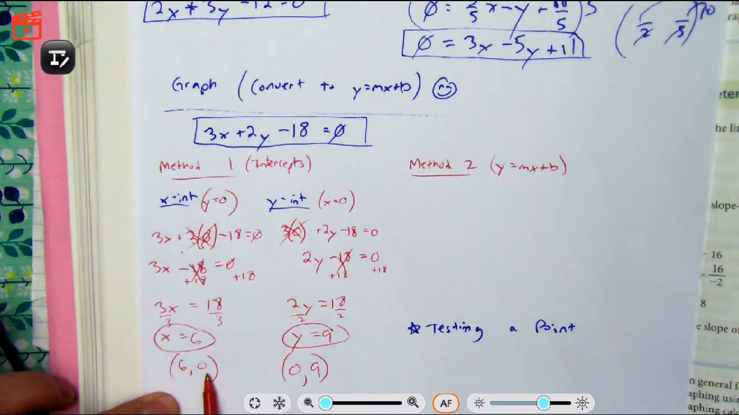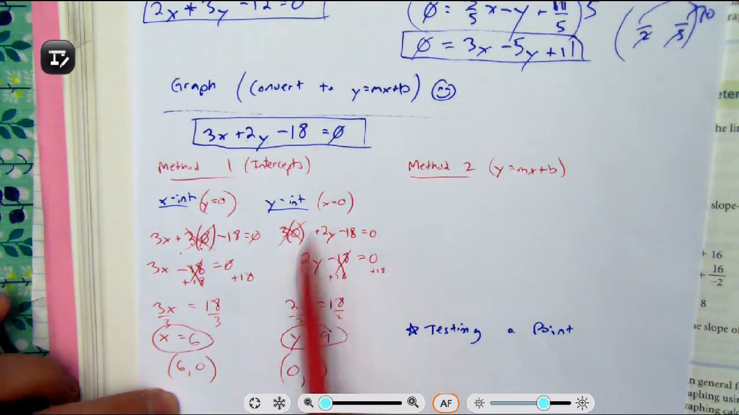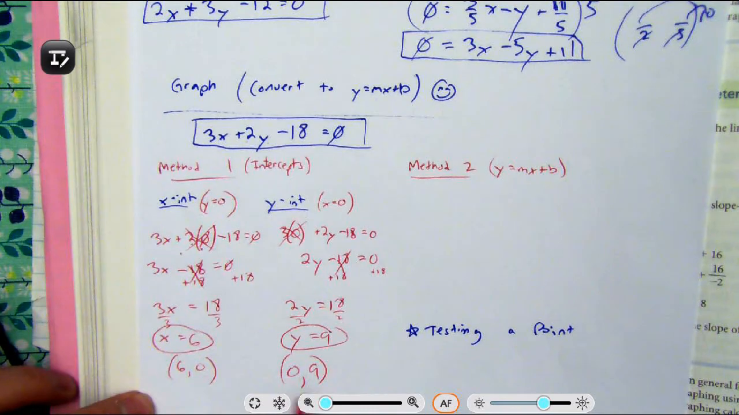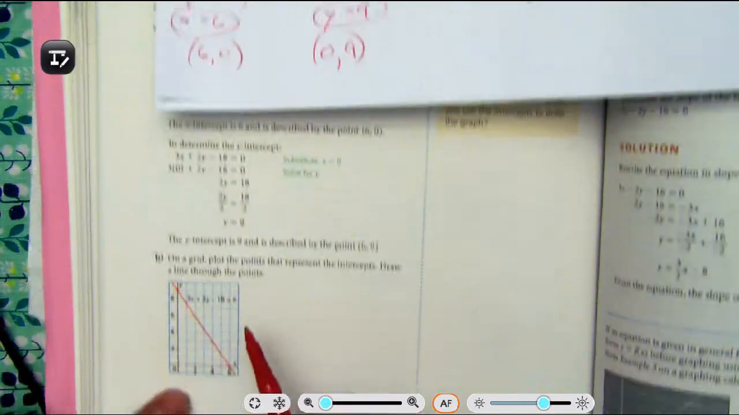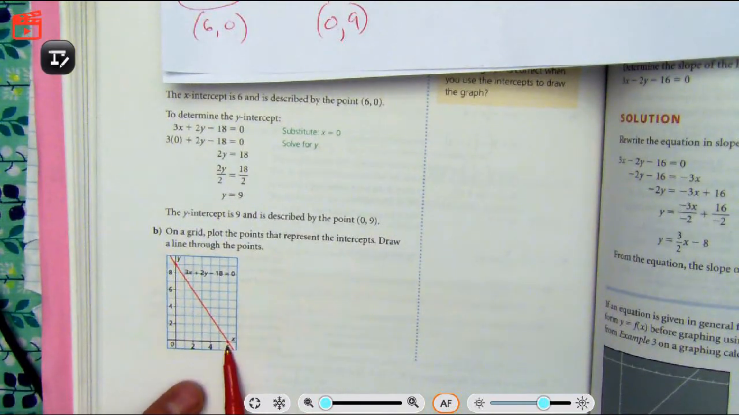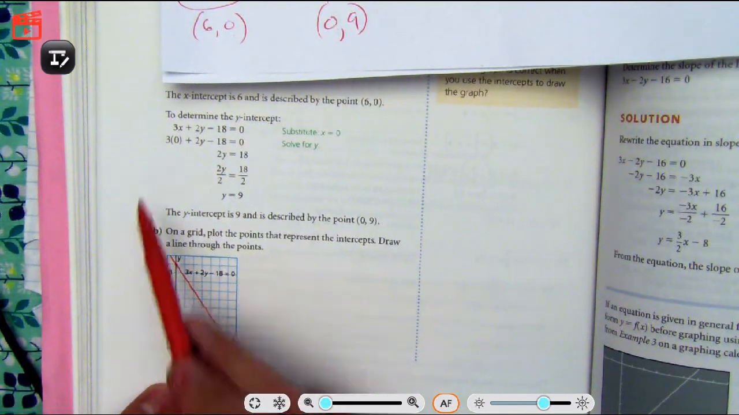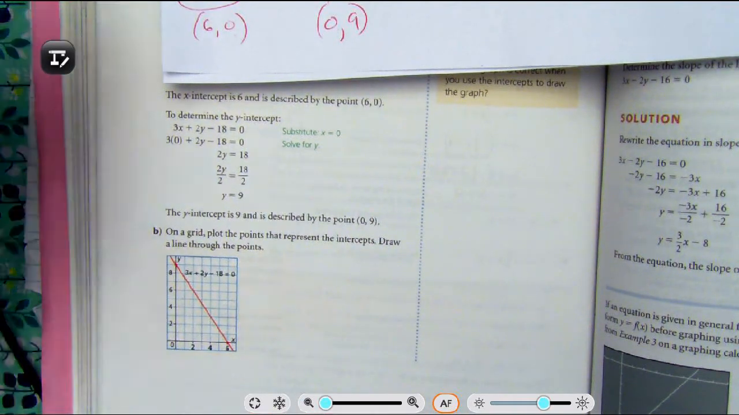Here we set y to 0. And this time we set x to 0. So one of them is (6, 0), one of them is (0, 9). You could graph those 2 points now and connect them, and you've graphed this thing. That's what they did over here. So notice in the textbook, they have their (6, 0) and their (0, 9). They just join them together. Boom. You've got this graph.